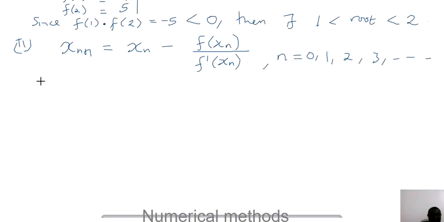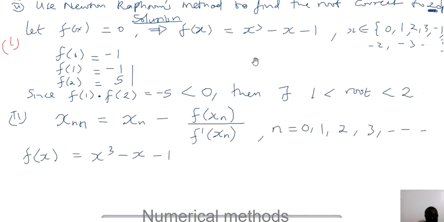Now we have that f(x) = x³ − x − 1. Our f(x) is here, and remember this, very important. So we are going to get f(xn). How do we get f(xn)? Just put subscript n, in this function where there is x, put there subscript n.